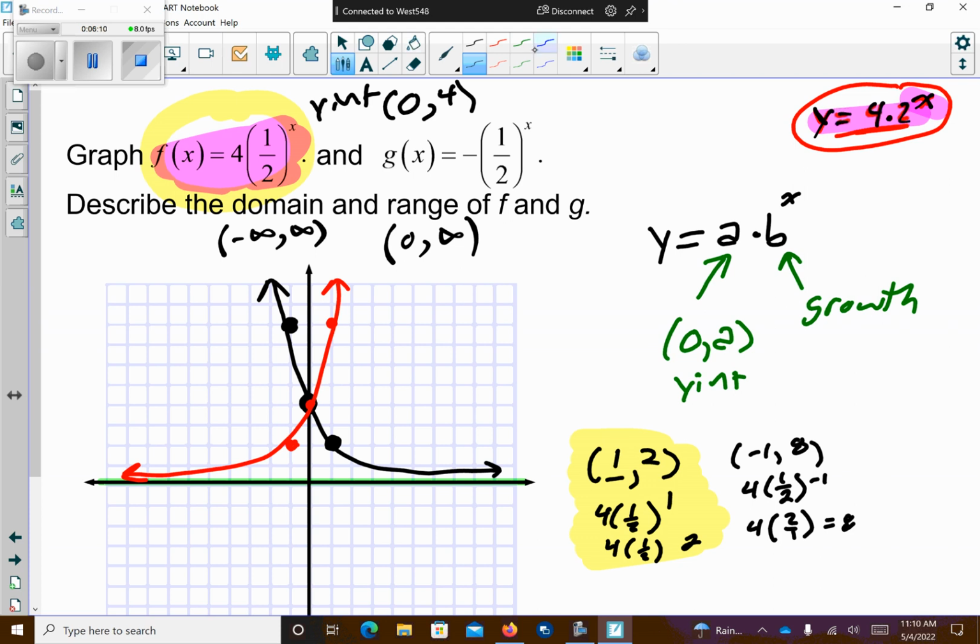So what do you think might happen with this equation? Does this equation look a little bit different, and what do you think makes it different?